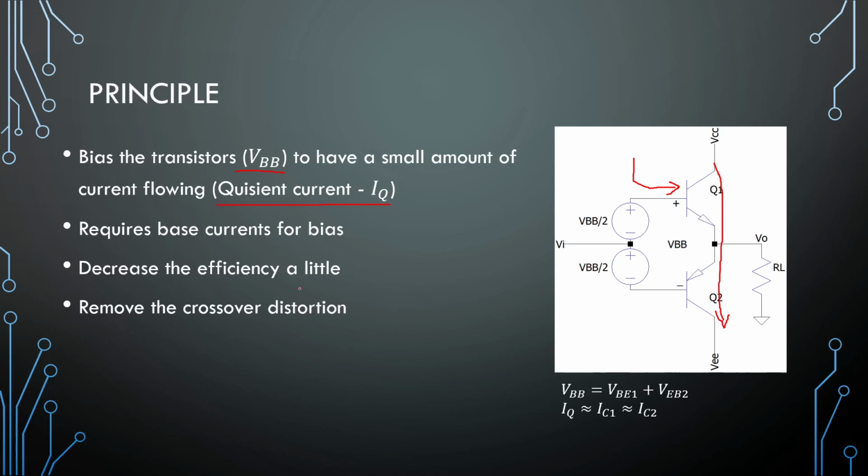The negative effect is you will lose a little bit of the efficiency that you have, but the positive side is there will be no crossover distortion. But applying this bias makes it a little bit more complex.